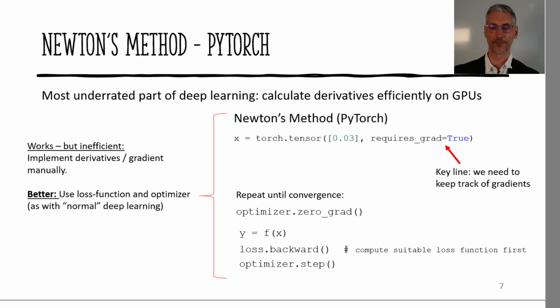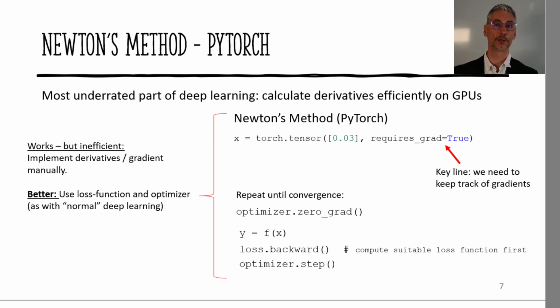So this, depending on the function, works, but may or may not be inefficient, right? Because we iterate the derivatives and the gradients ourselves. So in many cases it may be better, but you have to try for your use case, to use the loss function and the optimizer, as we use for normal deep learning. So there we again have our torch tensor. Now we put the optimizer there, zero grad, as we did before. We have the value of the function, and now we find a suitable loss function that is useful for our problem, and then use the optimizer to find the next step.